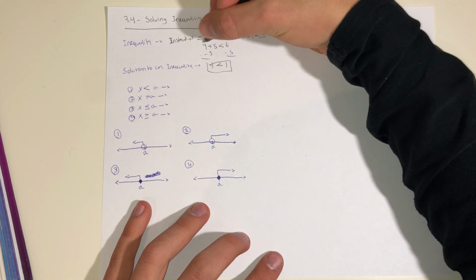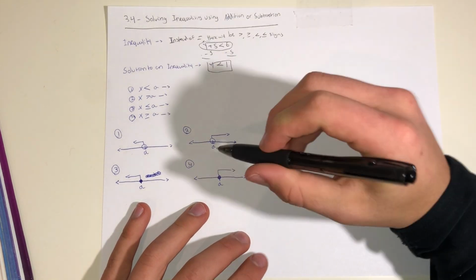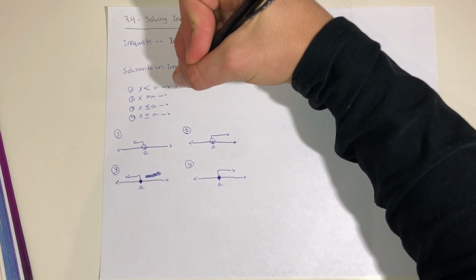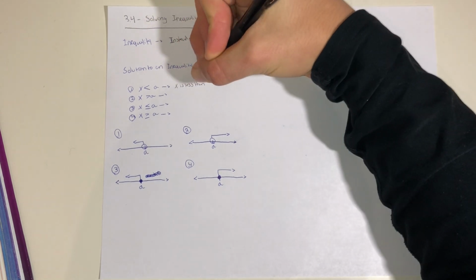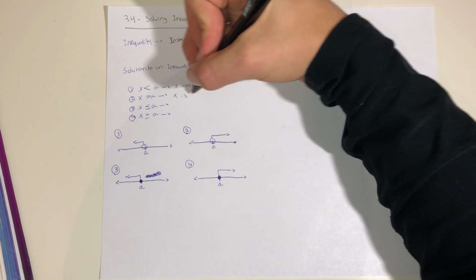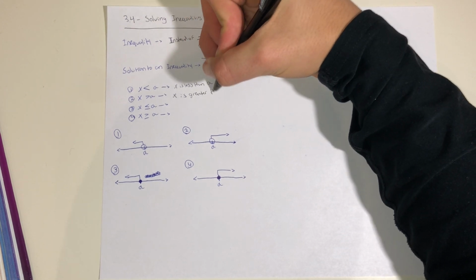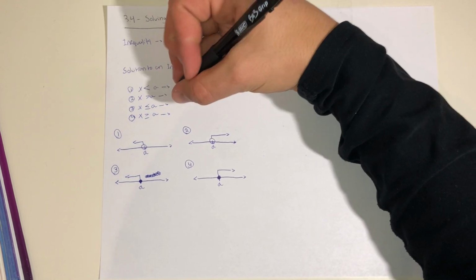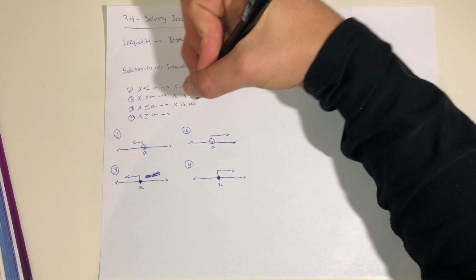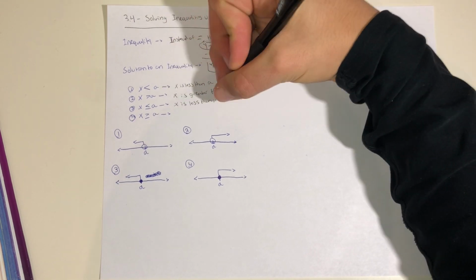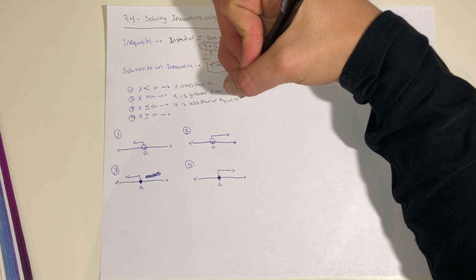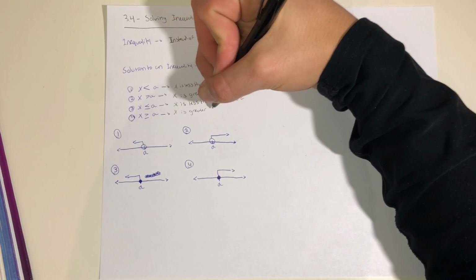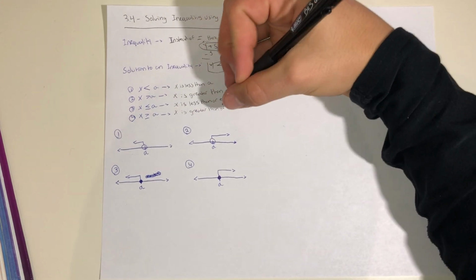So if we have this here, we have this here. Now, x is less than a. This means that x is less than a. This means that x is greater than a. This means that x is less than or equal to a. This one means x is greater than or equal to a.